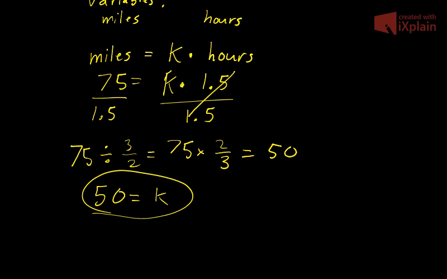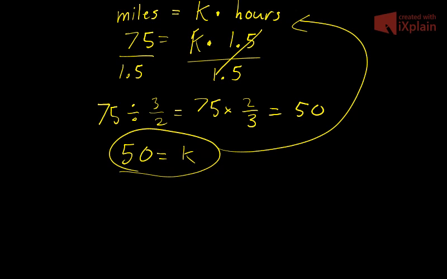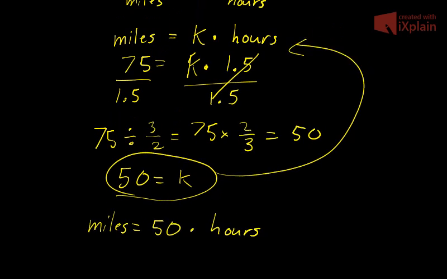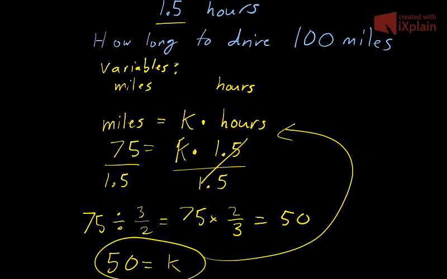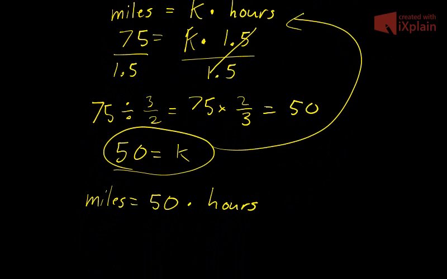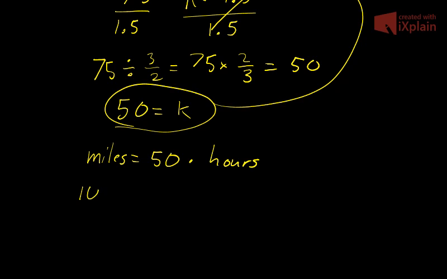Once I have my k, I plug it back in up here. So now I have miles equals 50 times hours. Now I need to figure out what the question was again. I believe we were looking for how long it takes to drive 100 miles. So I plug in 100 for my miles: 100 equals 50 times hours.